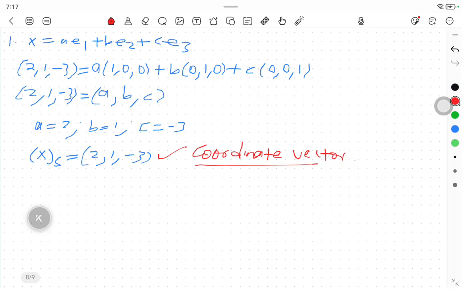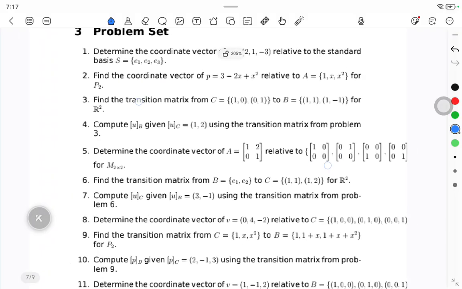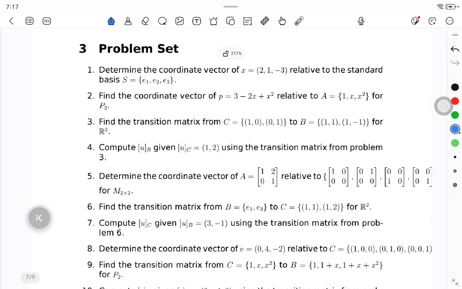Now let's look at the second question. They say we should find the coordinate vector of p is equal to 3 minus 2x plus x squared relative to A, which is the standard basis. Meaning that we must find p. Keep in mind, this is not the capital letter P. We don't use capital letters here. Relative to A, they want us to find this. Let's go and check.